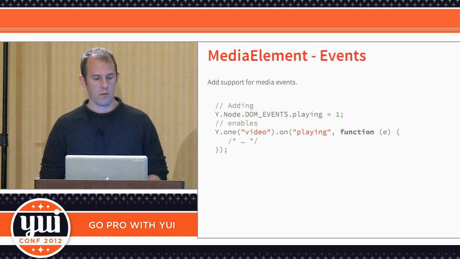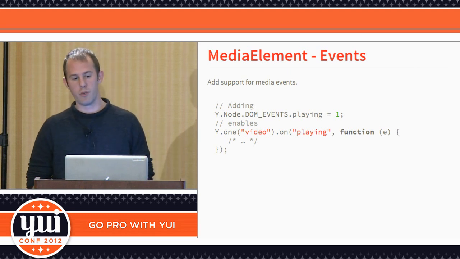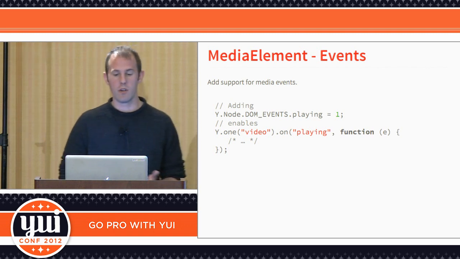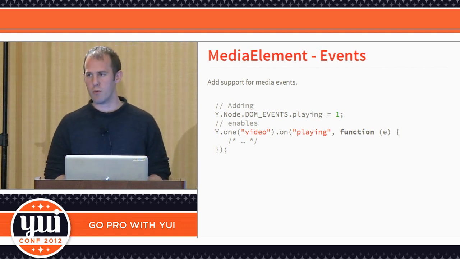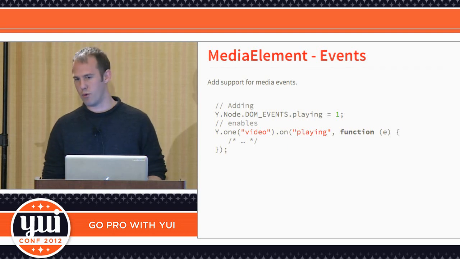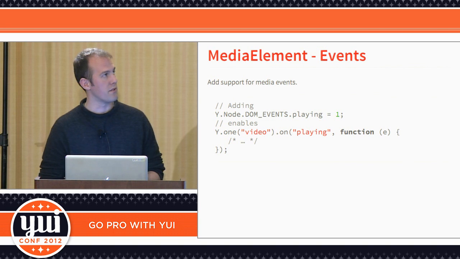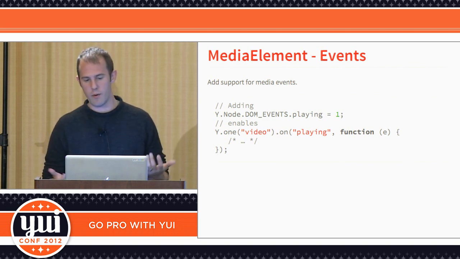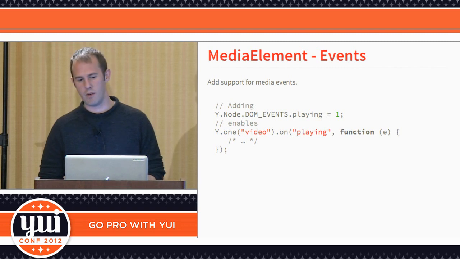So adding event support was actually pretty easy. There's a property of node called DOM events, and if you add more members to that object, those events then become natively supported. So adding this one line to the DOM events for the playing will allow YUI to listen for the playing event fired from a video element.